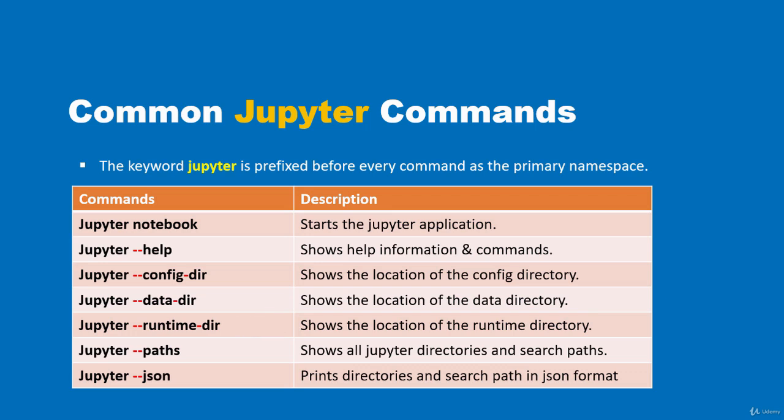If you want to show all the Jupyter directories and the search path, you type in Jupyter space --paths. If you want to print out the directories and search path in a JSON format, you type in Jupyter space --json. So let's open up the command prompt in Anaconda and show you how these commands work. I'm going to illustrate how these commands work.